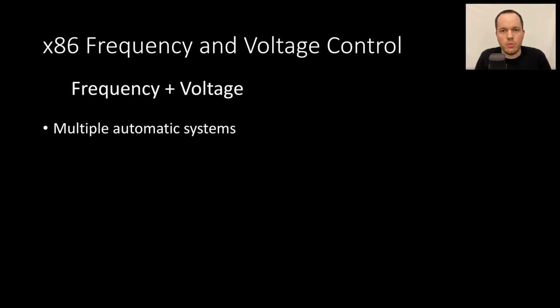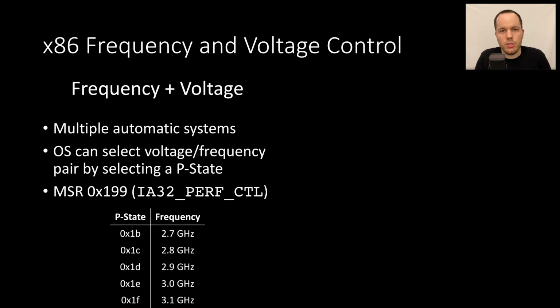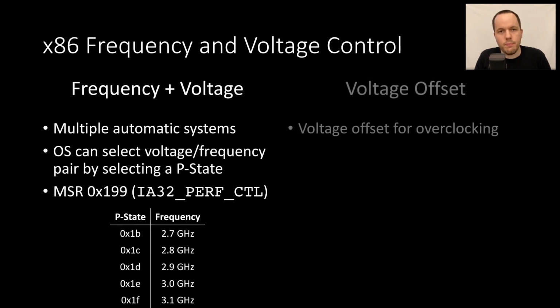Normally, x86 processors choose automatically the best frequency and voltage for the current execution mode. However, the operating system can also decide to disable this automatic system and pick one of the frequency-voltage combinations provided by Intel. Those combinations are called P-states and can be chosen by writing to a specific model-specific register, which is only accessible to the operating system. This MSR is defined by Intel and documented.